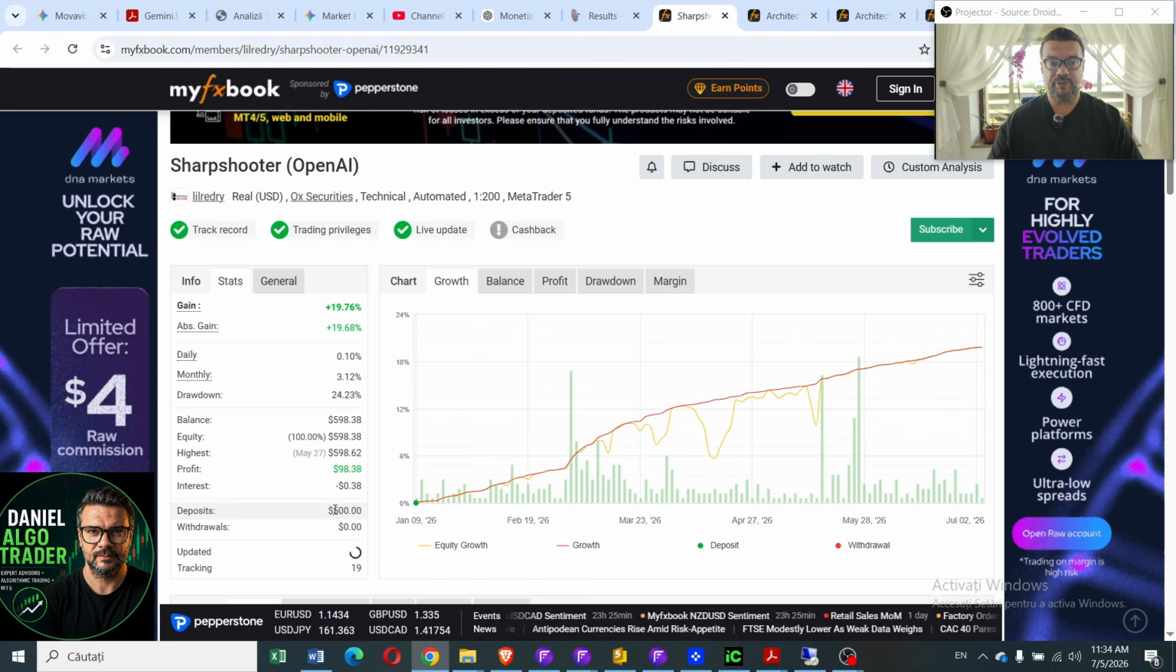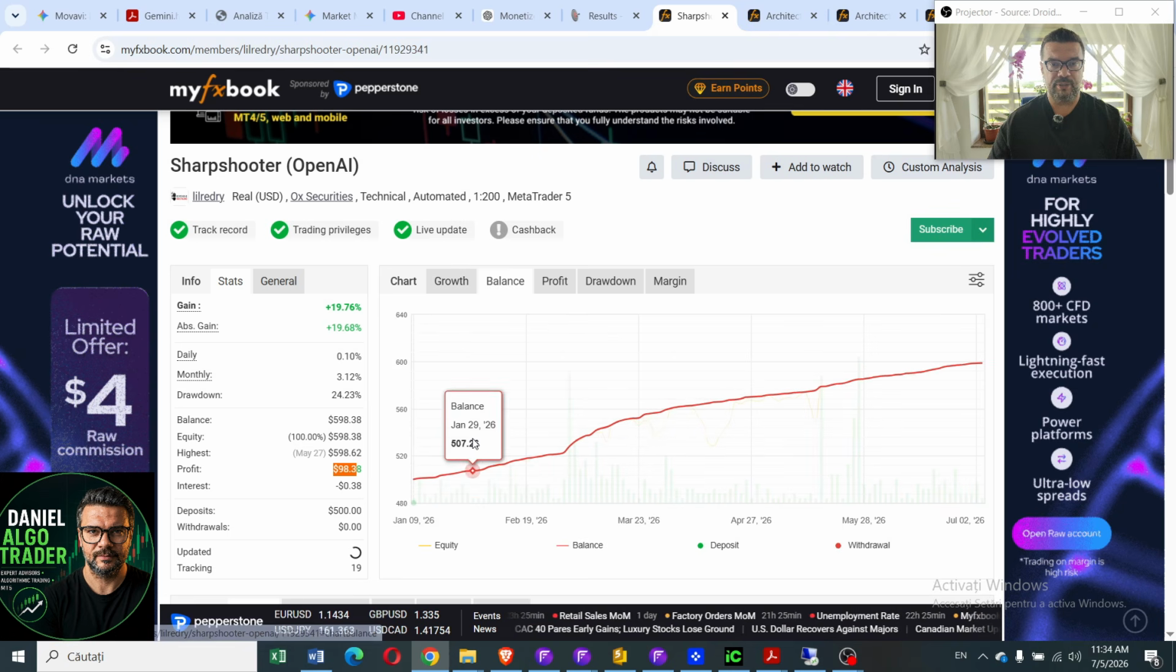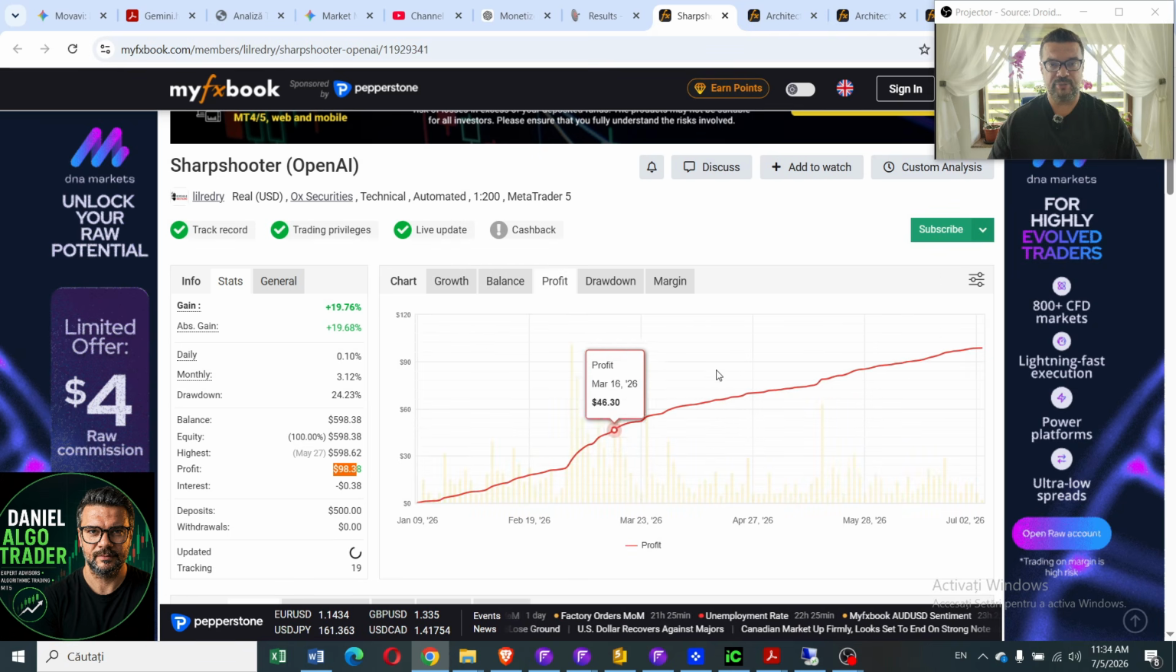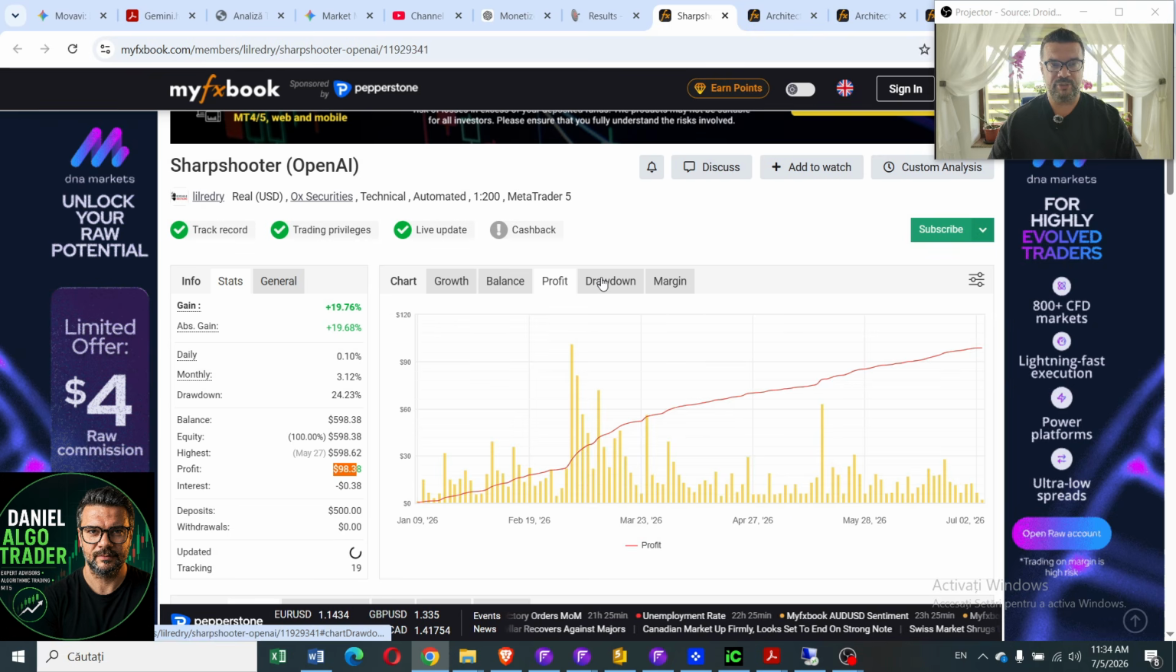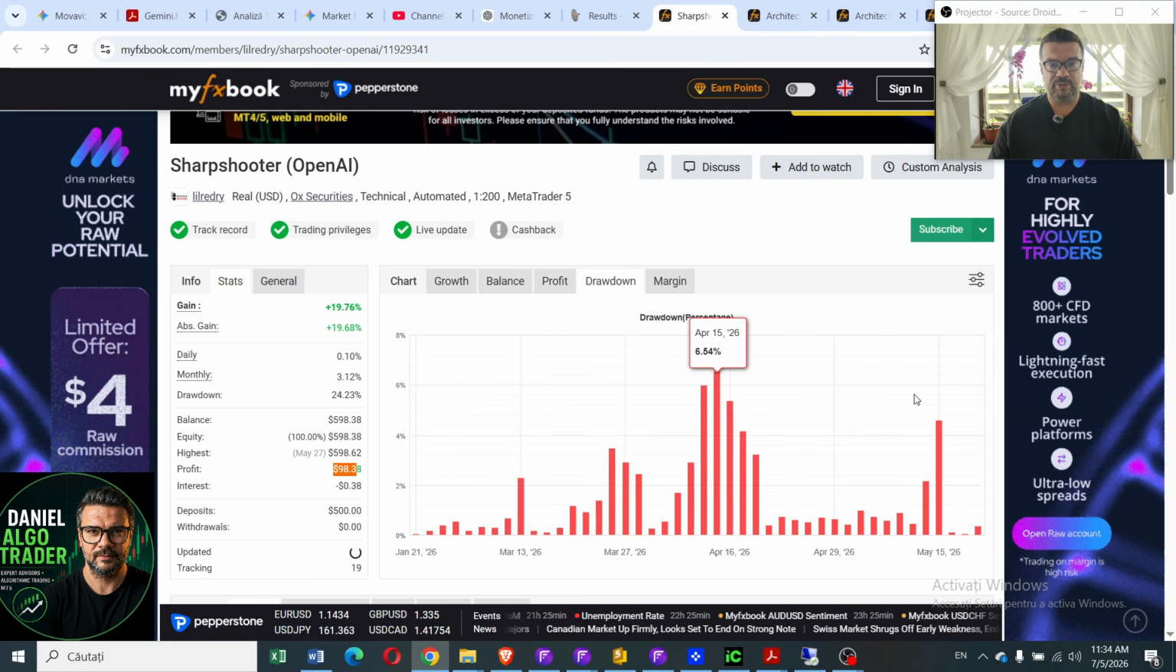Again, a small account, $500 deposited. The profit is $98, and the total is close to $600. So this is the graphic for the growth and the balance and the profit. Some days are more profitable than others, and the drawdown slightly lower, and the maximum drawdown was 24%, but overall it's more close to 4, 5, 6%.